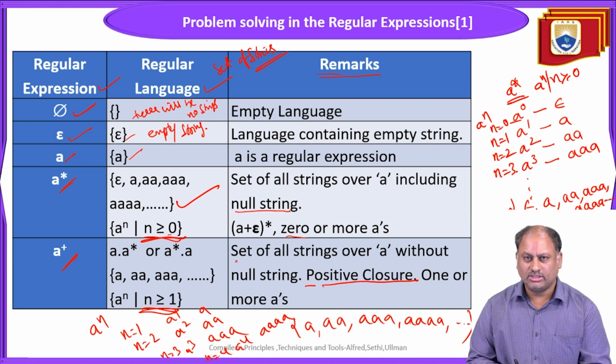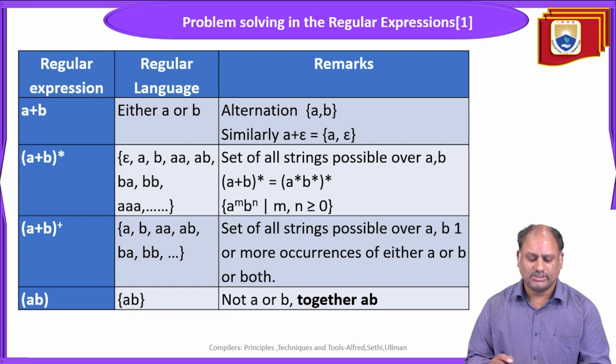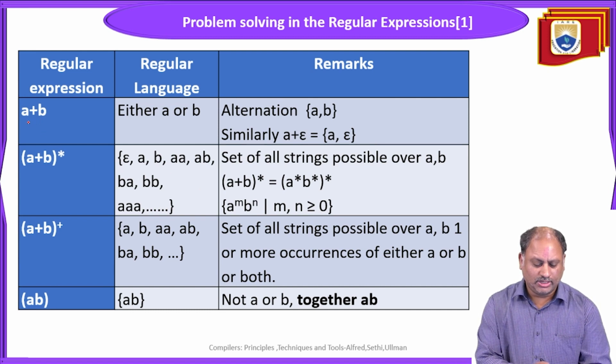But here it also contains the same set of all possible strings except the null string, that is, without the null string. That is the main important difference between A star and A plus. Another description is A plus B. Here A plus B denotes the regular expression, and the regular language we are considering is either A or B.